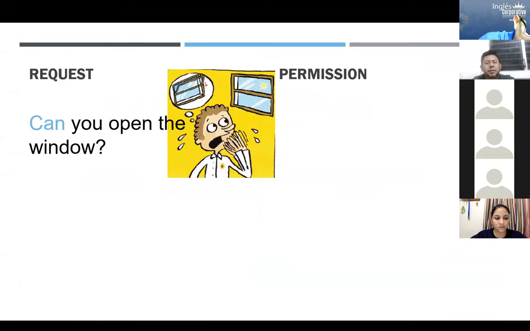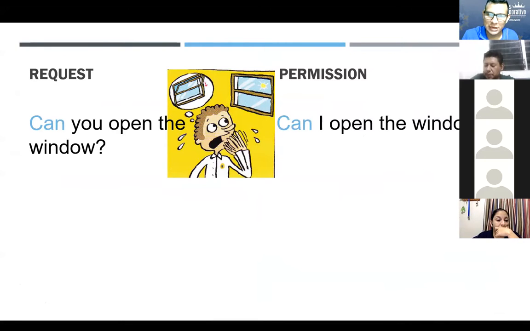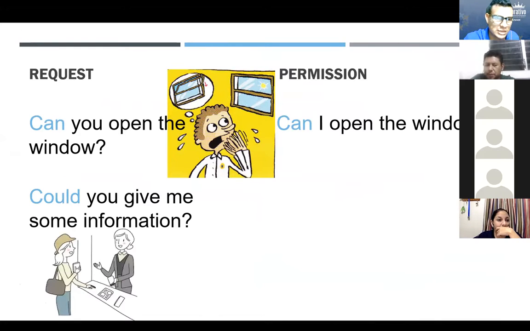Ok, también tenemos can, lo podemos utilizar como para pedir algo. Can you open the window? ¿Puedes abrir la ventana? También podemos utilizar can I open the window? Y también podemos utilizar could. Could you give me some information?